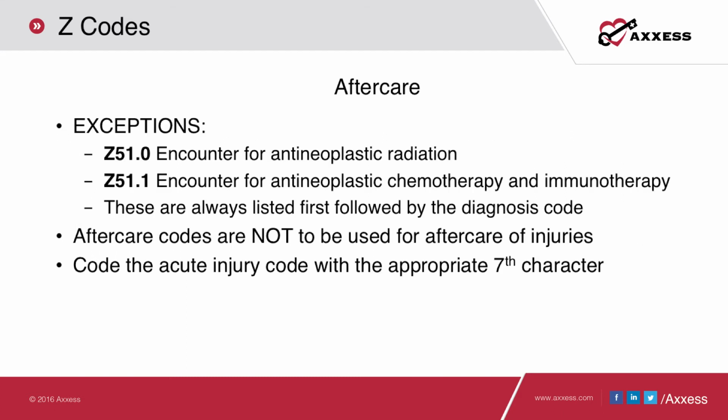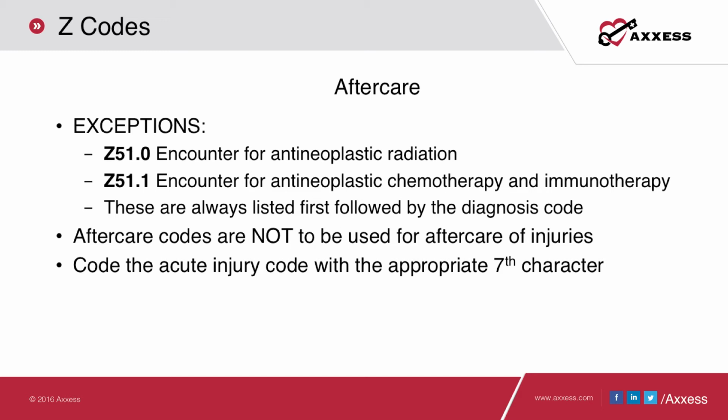There are a couple of exceptions to the rule as far as coding aftercare, and that is that you should code Z51.0 Encounter for Antineoplastic Radiation or Z51.1 Encounter for Antineoplastic Chemotherapy and Immunotherapy if you are indeed providing these services in the home. These two codes are always listed first, followed by the diagnosis code. So if the patient is getting chemotherapy at home for cancer, you would always list Z51.1 before the neoplasm or cancer code. Aftercare codes are not to be used for aftercare of injuries.